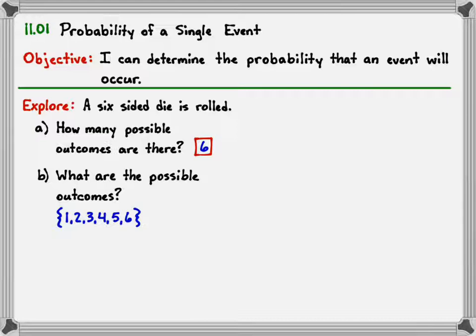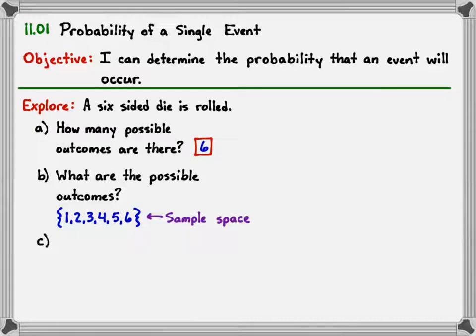This is what's called the sample space. These are all the possible outcomes that you can get when you roll a die. And this is a standard thing. We always want to use this notation in writing out all of the events, all of the things that are possible in our sample space.